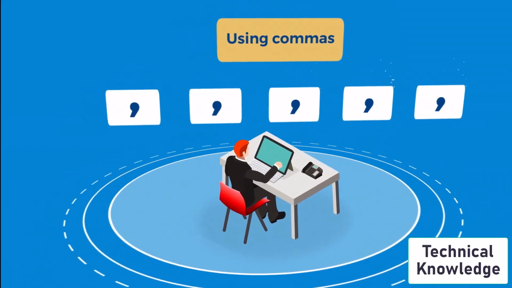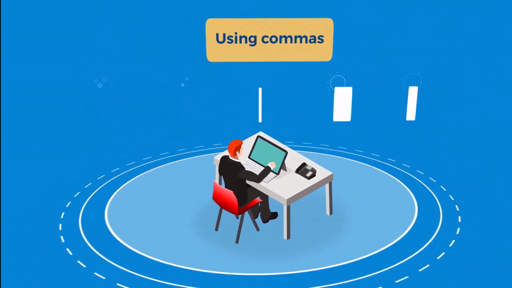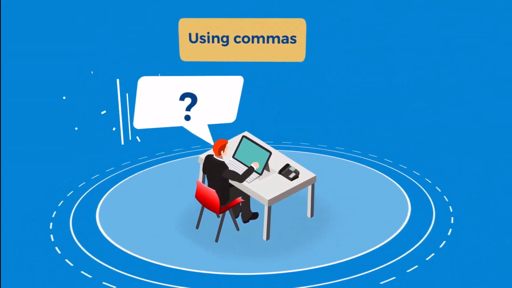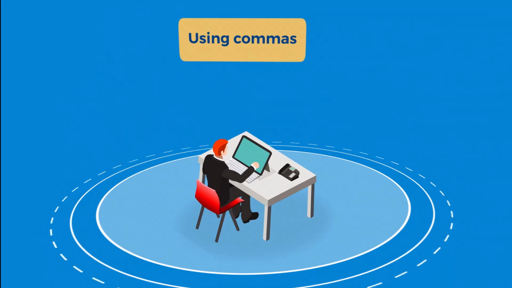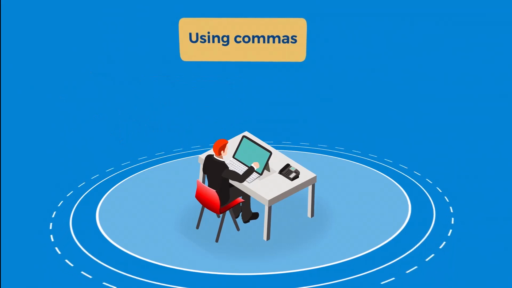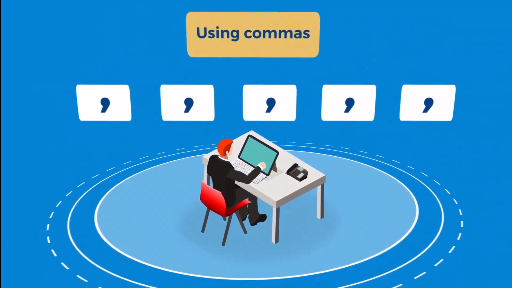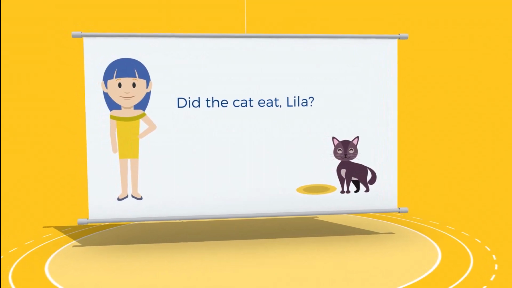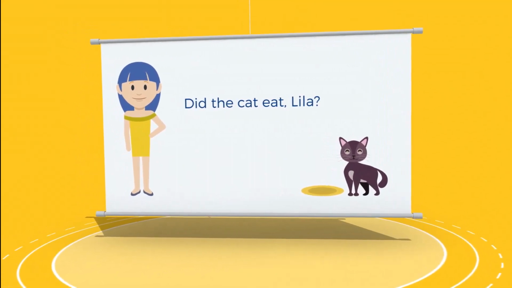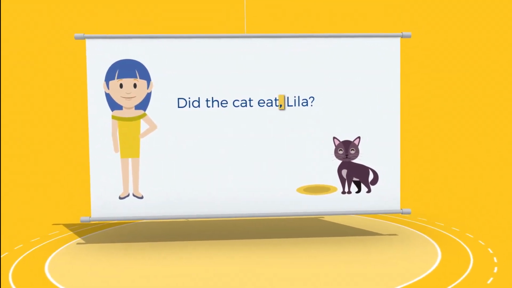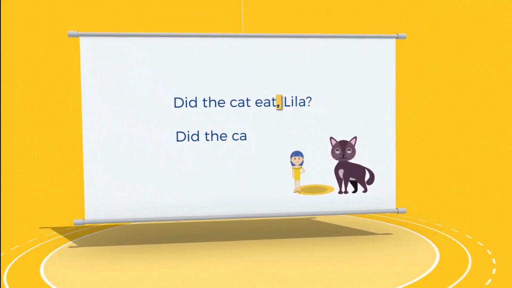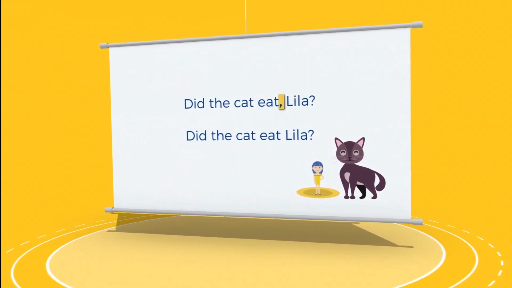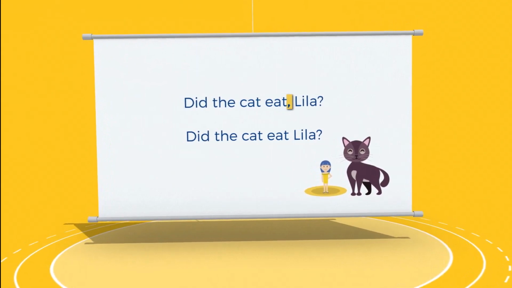Commas. Correct usage is complicated, and the rules around them can be confusing. But because they're used more than any other punctuation mark and can change the meaning of a sentence, it's important you learn how to use them correctly. For instance, consider this sentence. Did the cat eat, Lila? Now, let's see what happens when you remove the comma. Did the cat eat Lila? Now that's a completely different story.